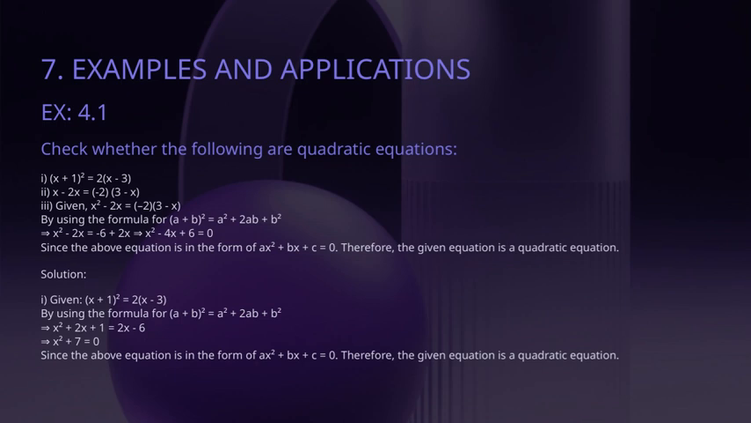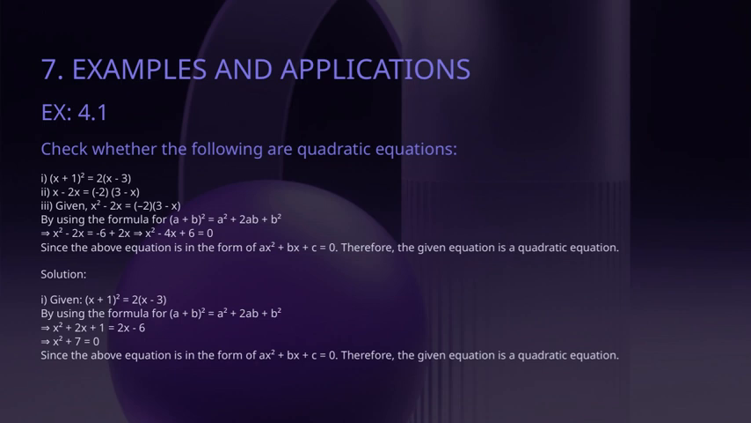Finally, it's important to check whether certain equations are quadratic. For example, in exercise 4.1, students are asked to identify if the equations presented are quadratic. Remember, quadratic equations are characterized by the highest power of the variable being 2, and they typically follow the form ax squared plus bx plus c equals 0. Recognizing this helps us understand the structure of equations and their solutions better.